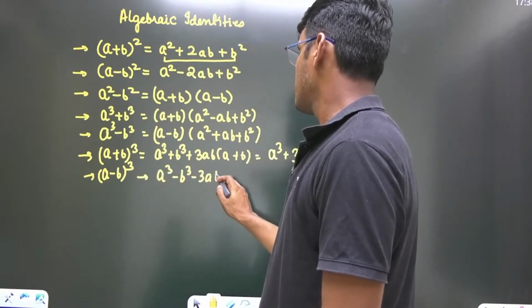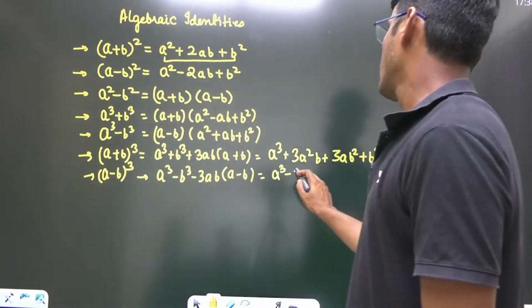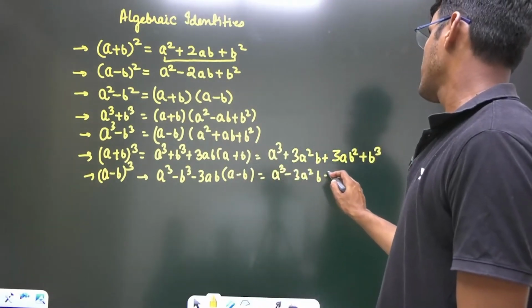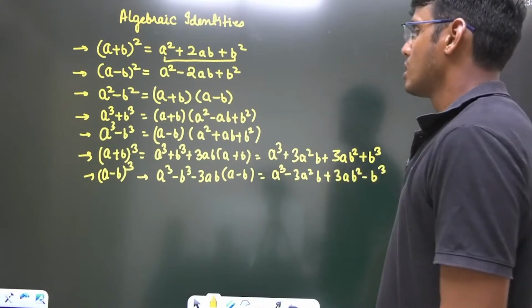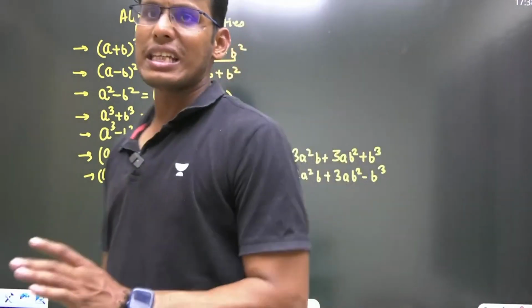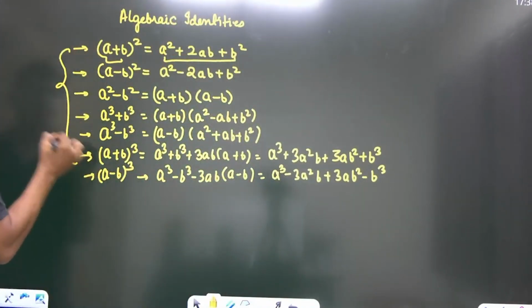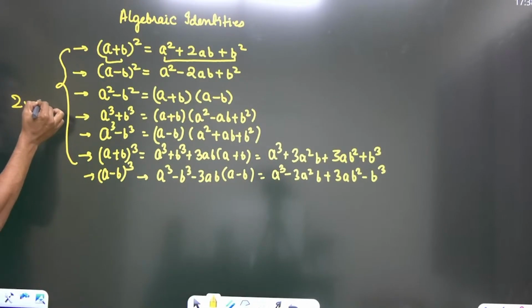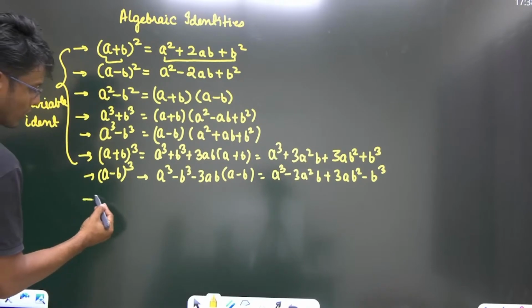I'm just replacing b with minus b. So here it becomes alternate plus minus. These are the identities which you have to remember for two variables. These are two variable identities. Now I am going to introduce one more, which is a star.